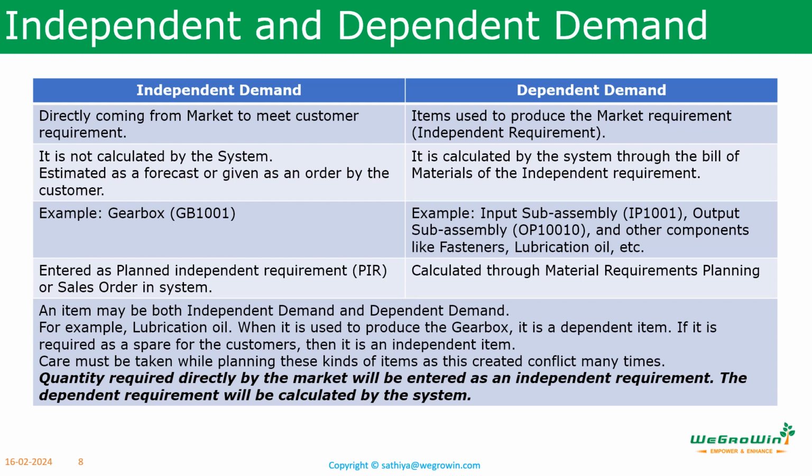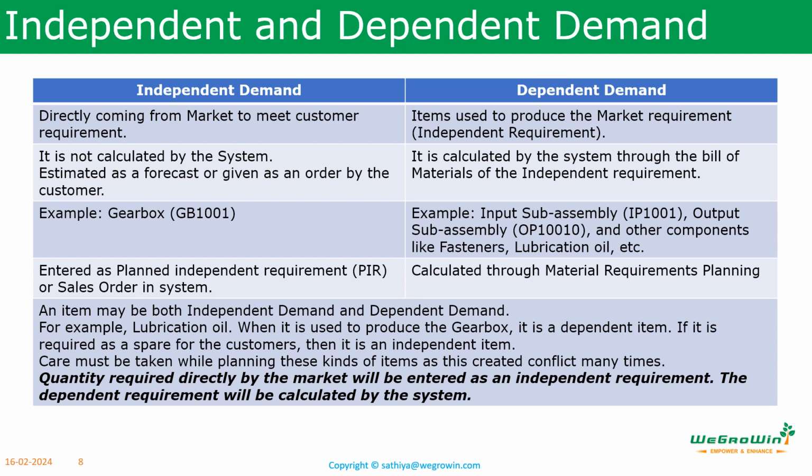So now we are going to discuss the logic of material requirements planning, MRP. Before discussing that, we need to understand the difference between independent demand and dependent demand. Independent demand is the one which is coming directly from the market to meet the customer requirement, and it is not calculated by the system. It is estimated as forecast or it is given as an order by the customer.